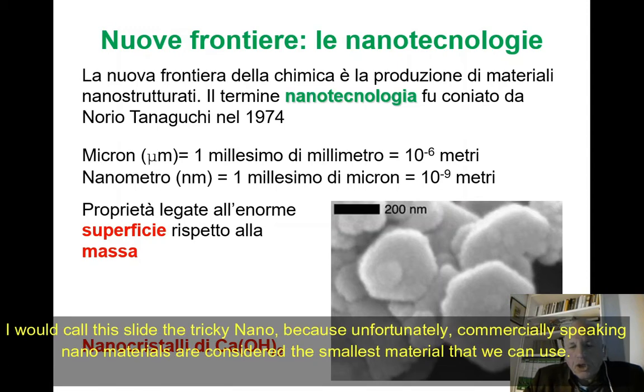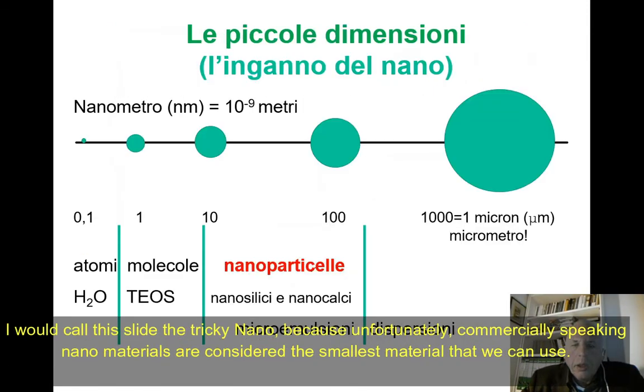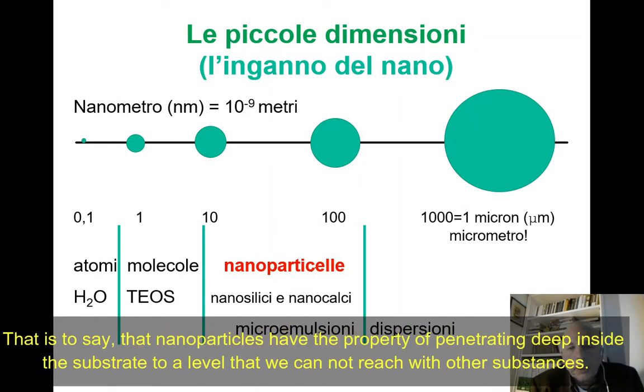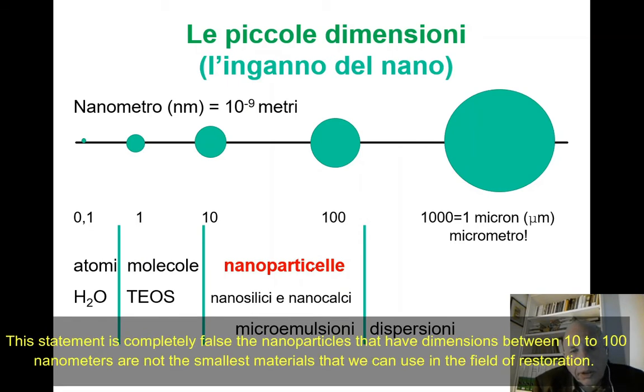I would call this slide the tricky nano because, unfortunately, commercially speaking, nanomaterials are considered the smallest material that we can use. That is to say that nanoparticles have the property of penetrating deep inside the substrate to a level that we cannot reach with other substances. This statement is completely false. Nanoparticles with dimensions between 10 and 100 nanometers are not the smallest material that we can use in the field of restoration.